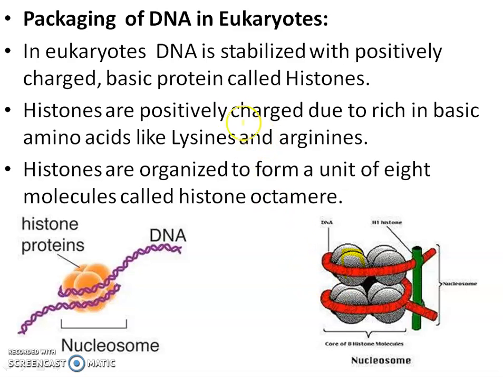Now, packaging of DNA in the eukaryotes. In the eukaryotes, DNA is stabilized with positively charged basic proteins called histones. So these are the histone proteins. They are positively charged, and the DNA, which contains the nucleic acids, is negatively charged. Due to their rich basic amino acids like lysines and arginines, histones are organized to form a unit of 8 molecules, and these 8 histone molecules form the octamer.